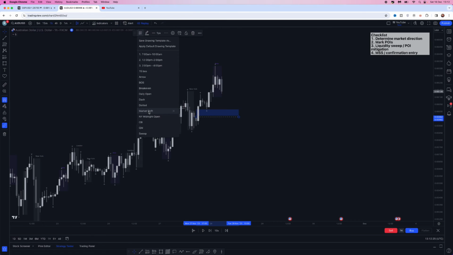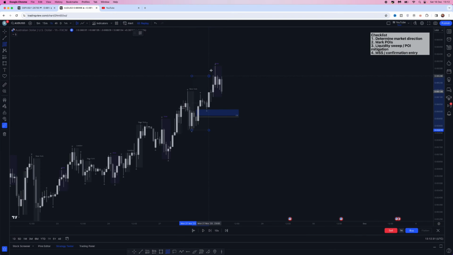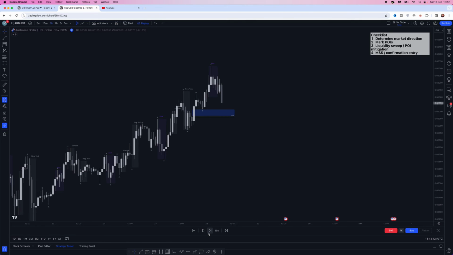And like I said before, you can use stuff like premium and discount and things like this. So what we can do is take our premium and discount tool from the bottom to the top. And then as you'll notice, this right here is in discount of the range, so it makes this a little bit more high probability. Again, playing price forward, let's see what happens.